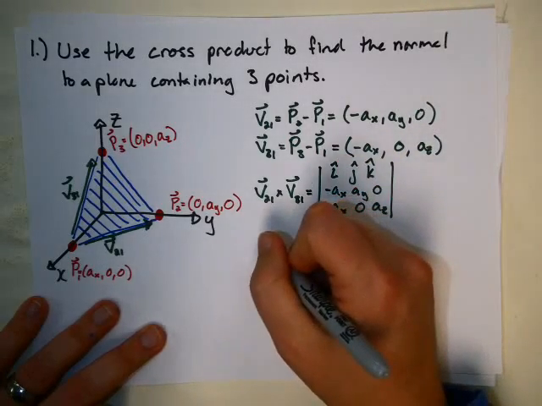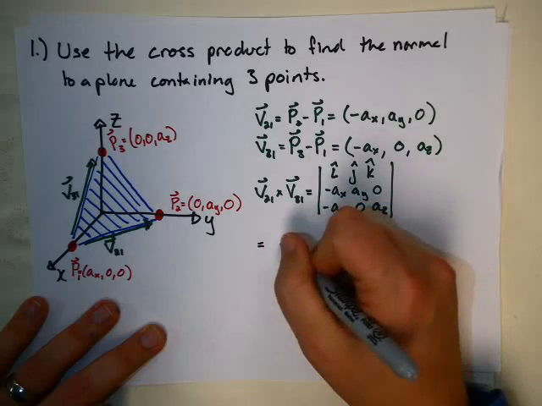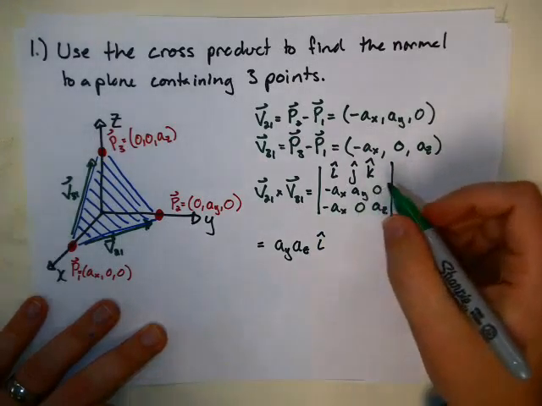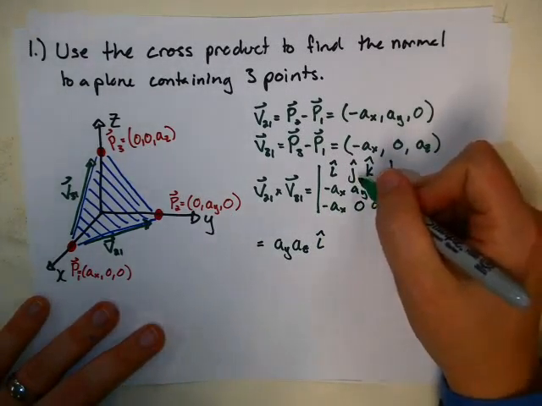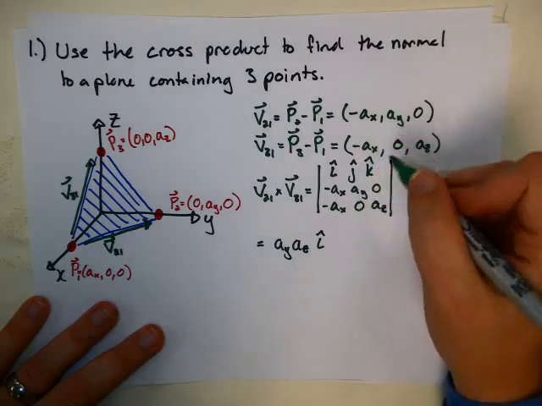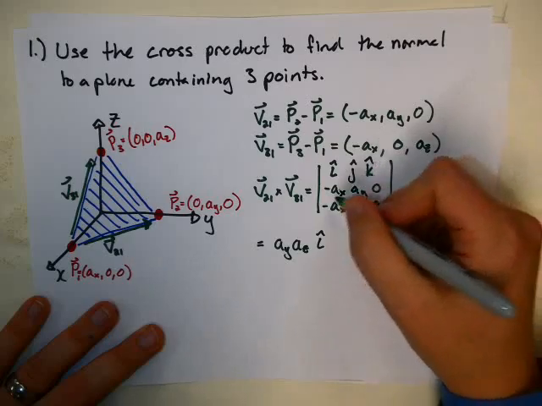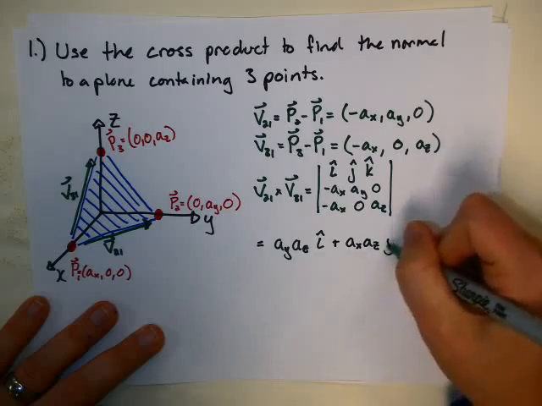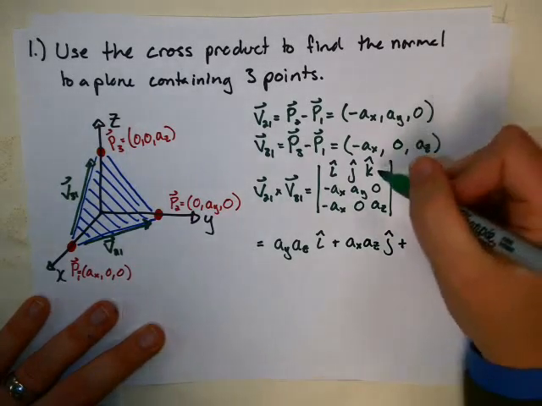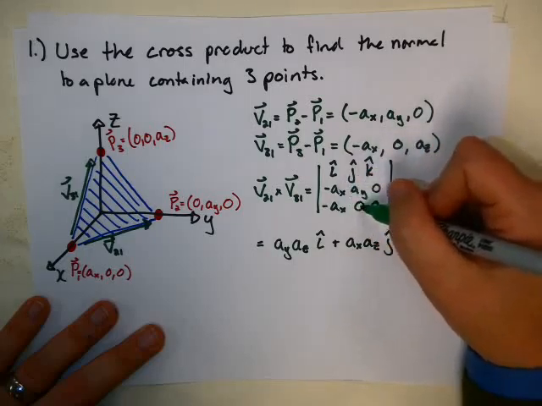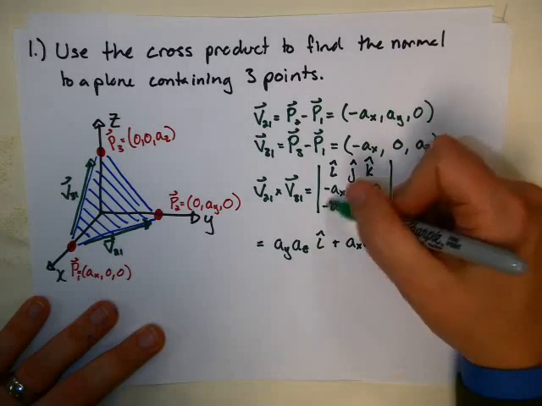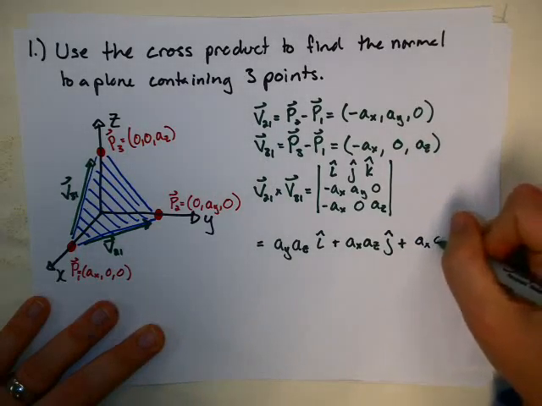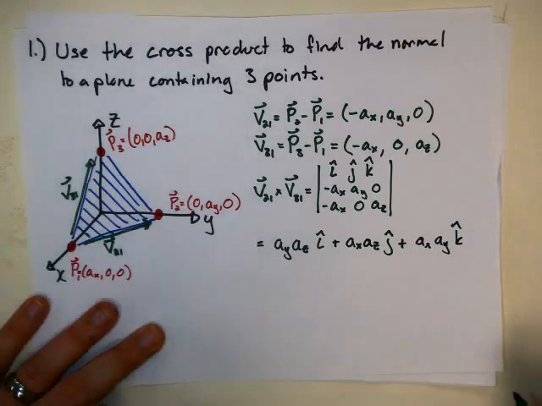So the I hat component is going to be positive AY AZ I hat. The J hat component: the J0 entry doesn't contribute, and then minus AZ times minus AX. The 2 minuses make a positive, so this will be AX AZ J hat. Plus the final one will be the K hat: minus AX times 0, then minus negative AX times positive AY, so the minus and minus make a positive again. So AX AY K hat.